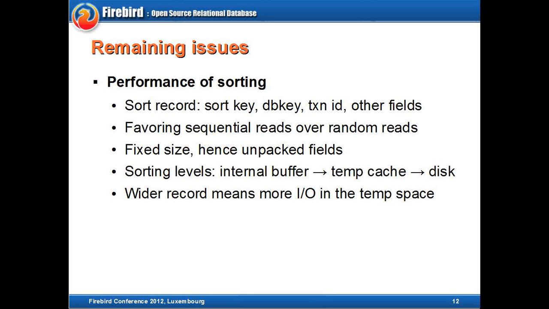Then such a compound sort record, consisting of the key, DB keys, transaction IDs, and all the remaining fields you explicitly, or maybe implicitly via the asterisk, have enumerated in your query, is put into the sorting module, which performs sorting in memory first. Then some big blocks of data are moved to the temporary space manager when they are tried to be cached again. And then, if it's not possible, they are moved to the temp files, temporary files.